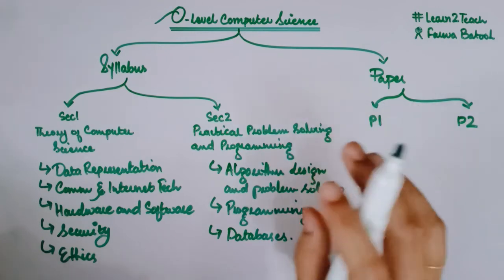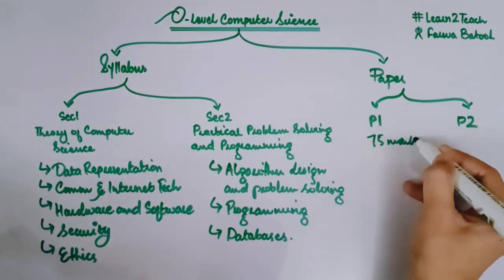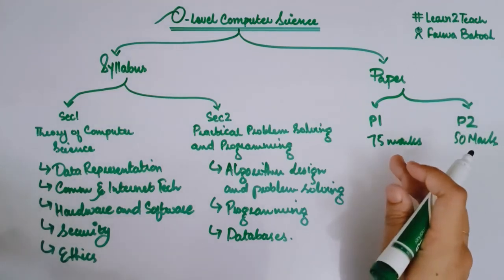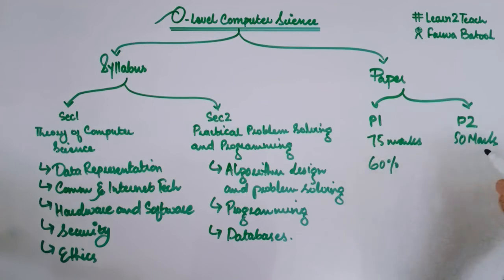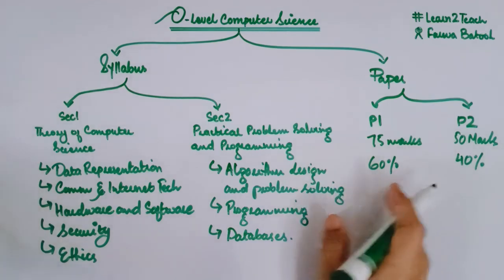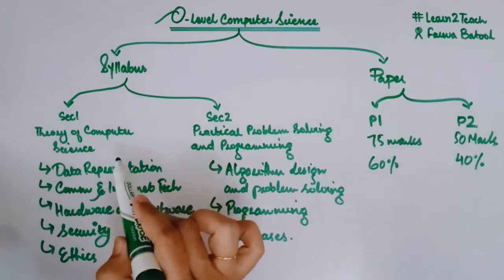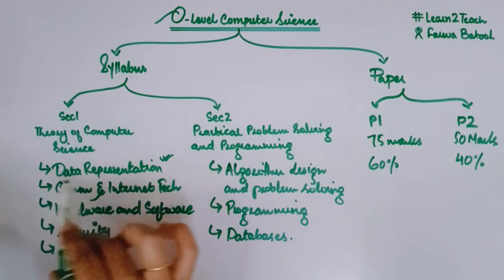And yes, the marks, this paper is of 75 marks, and this paper is of 50 marks. Yes. Okay, one more thing is that if we talk about the weightage in the final result, paper 1 is going to have 60% weightage, and paper 2 is having 40%, right? So this is all about this video, and in the next video we are going to start section number 1, data representation, right?